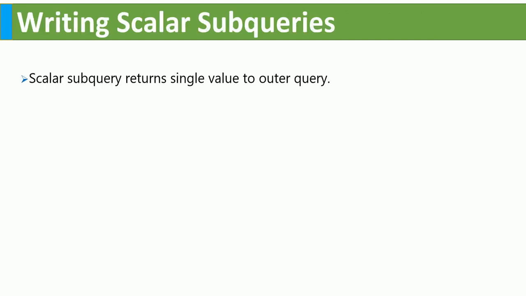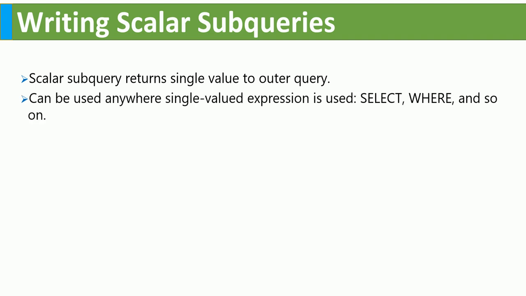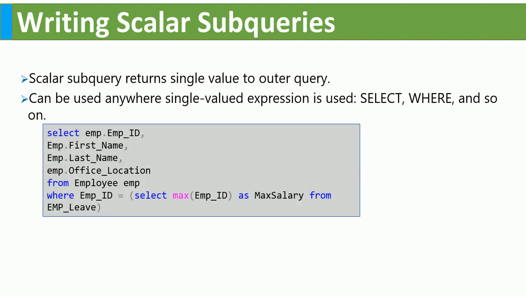Now, how can you write the scalar subquery? A scalar subquery returns a single value to the outer query, and can be used anywhere a single-valued expression is used, such as in select, where and so on. So this is the expression. This is a full query that I wrote, and that's what we are going to use in our test lab. So here is the query.